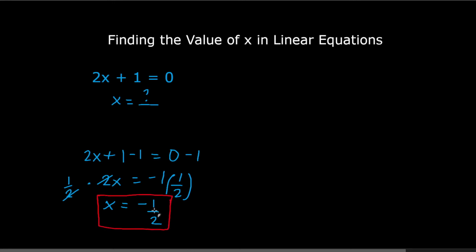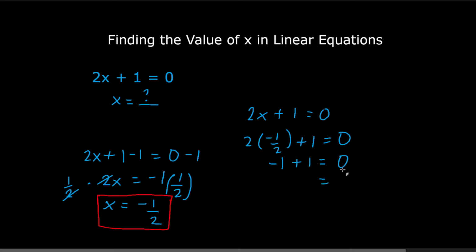So, to prove na ito nga talaga yung sagot, actually pwede nating i-check. So, 2x plus 1 is equal to 0. So, itong x, palitan lang natin ng negative 1/2. So, 2 times negative 1/2, kasi ito yung nahanap nating value ng x. And then, 2 times negative 1/2 plus 1 is just equal to 0. So, bring down lang natin tong 0. So, 2 times negative 1/2 is just equal to negative 1 and then plus 1.